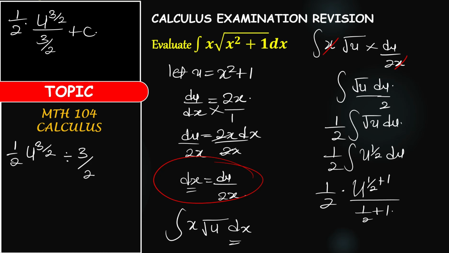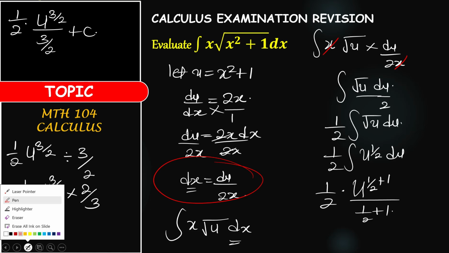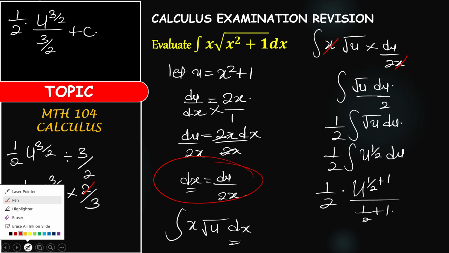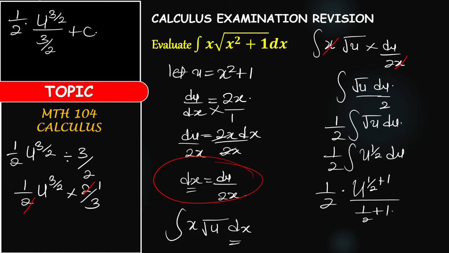Now at the end of the day, what do you think we can actually do here? If you remove this division sign, here will become multiplication. 2 will come up, 3 will come down. So here will be half u to the 3 over 2 times 2 over 3. Now at this point in time, these 2 can cancel these 2. So what are you left with? You are left with 1 here. So here will be 1 over 3 u to the 3 over 2 plus c.